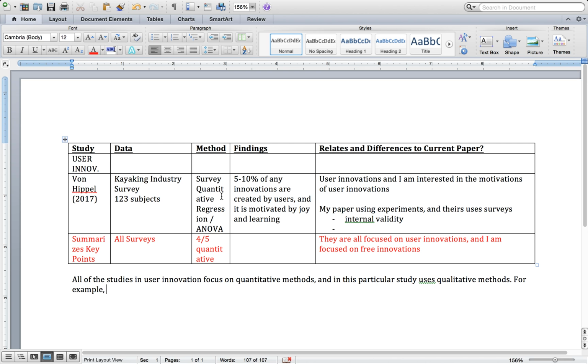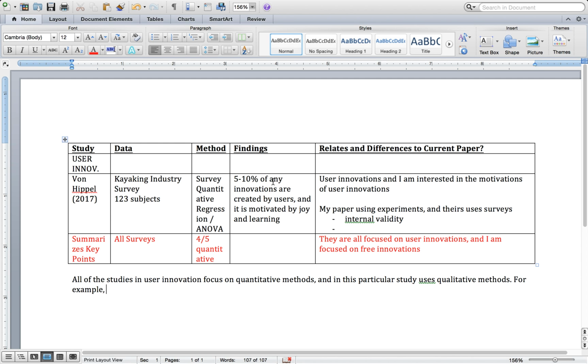Then you can list the different methods that are being used. This is probably more on the research side, where you can list the different methods. So there's a survey, there's quantitative, they used regression and ANOVA methodology. I won't get into those, but just know that it's a type of method. And then the particular findings that they had. What was the point of the paper? What did they find? So, 5 to 10% of all innovations are created by users. I just made that number up and put it in there, but that's roughly about what it is.